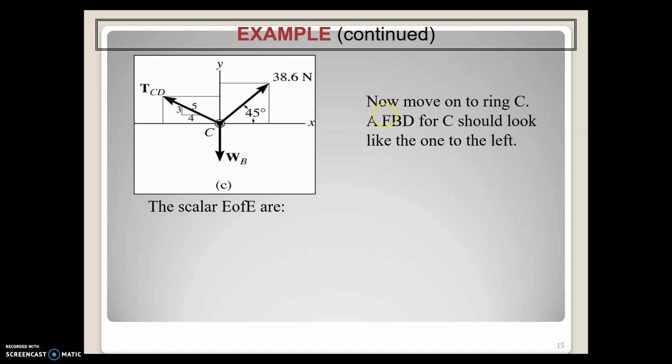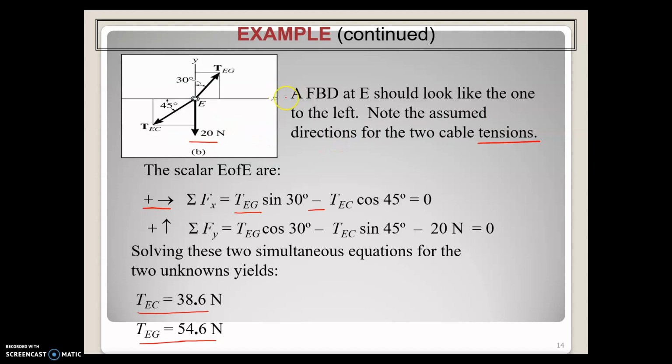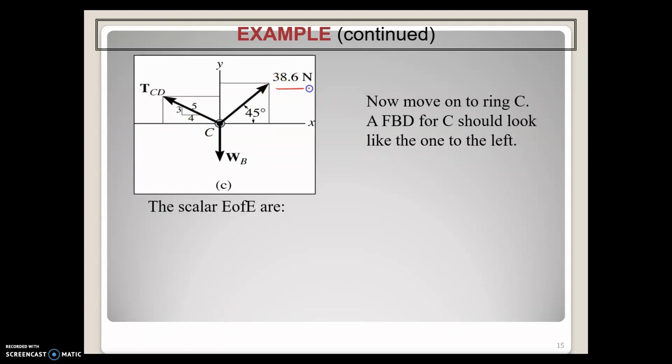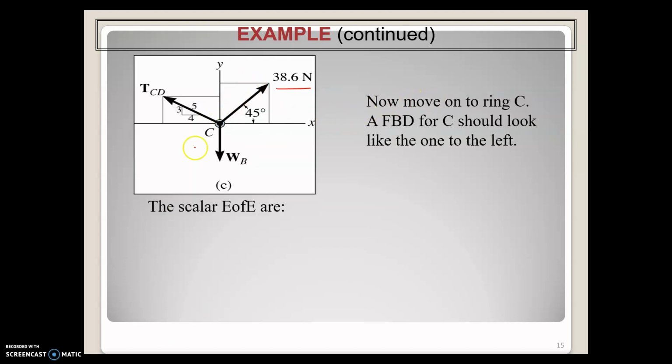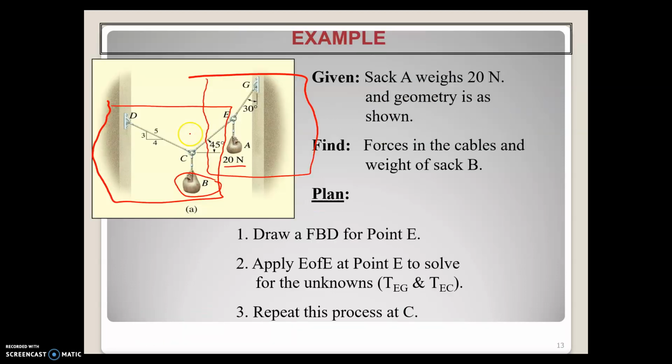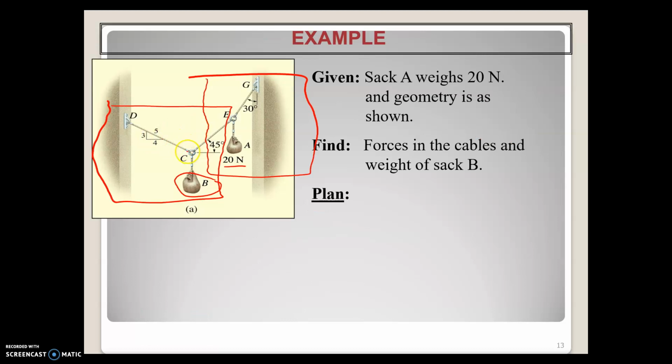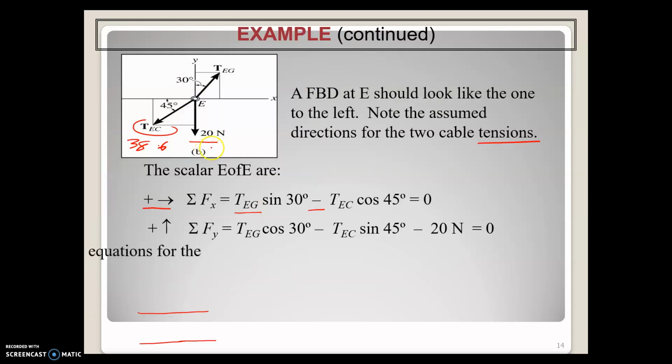Now, move on to the ring C, which is the FBD for C should look like the one to the left. This one. So, you are given TEC is equal to 38.6 from earlier. So, this is the FBD. It has the upward force, it has weight B, and it has TEC.